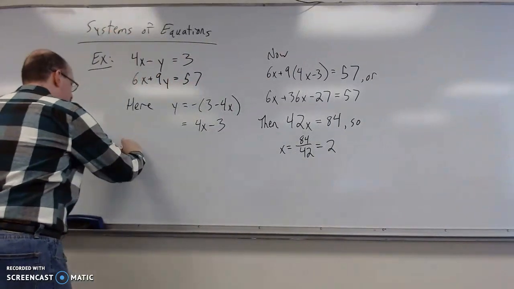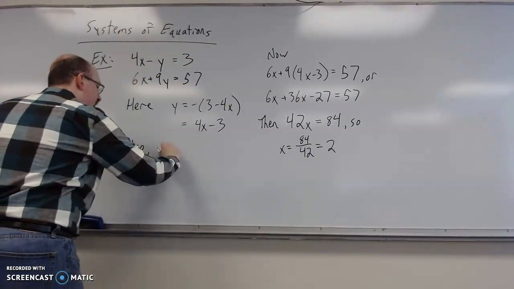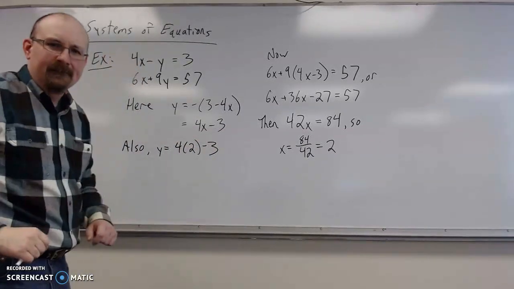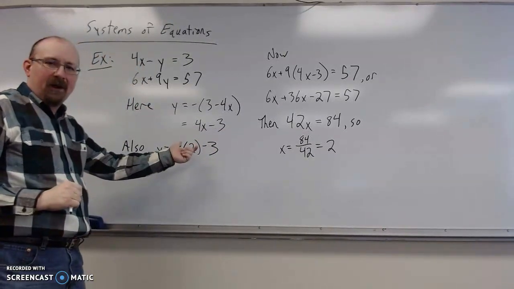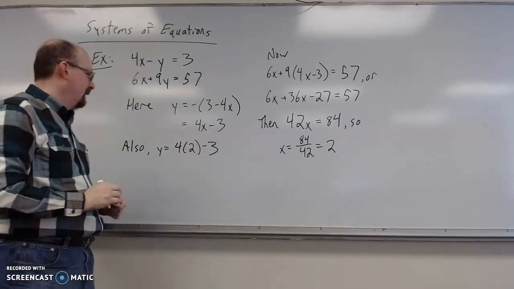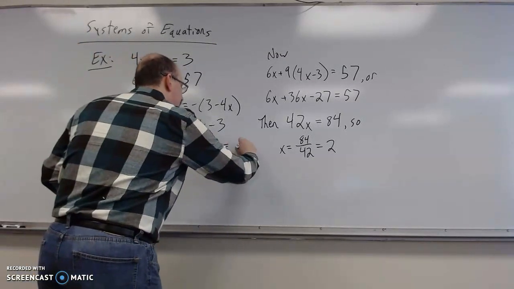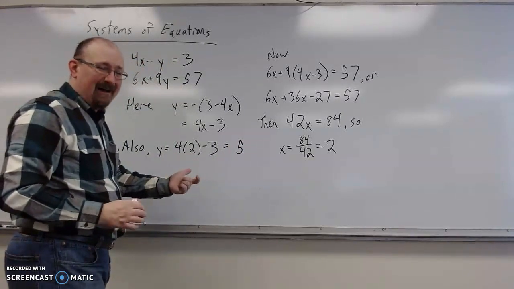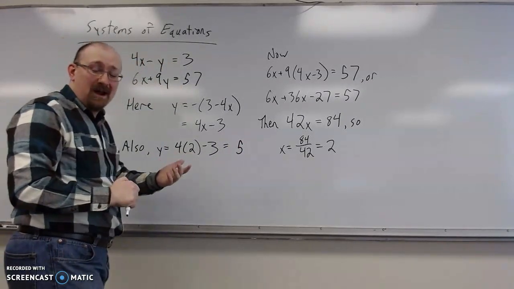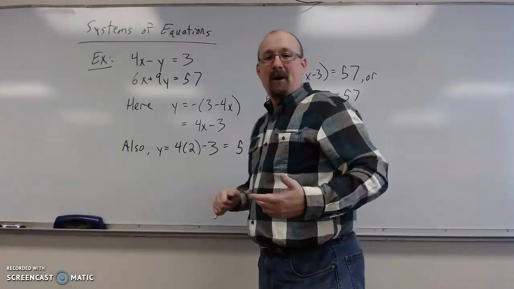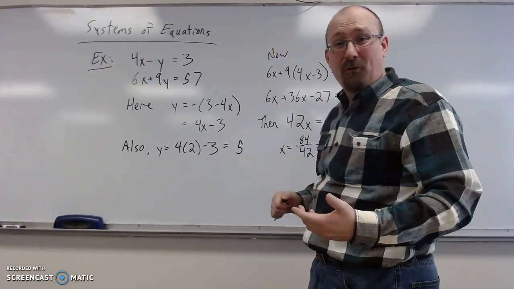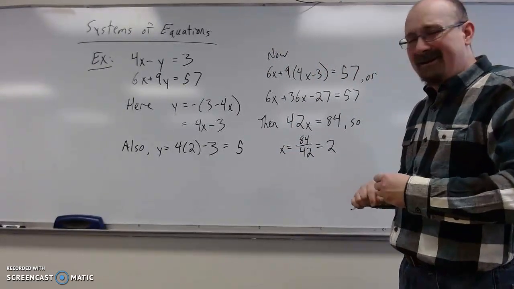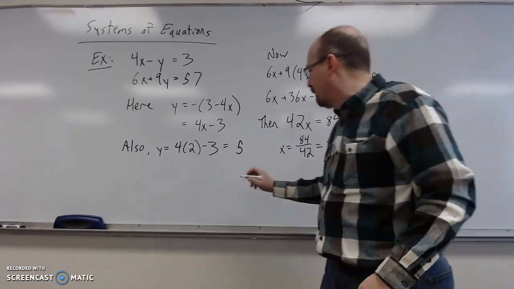So 4 times 2 minus 3, and I hammer out the arithmetic on this one here. 8 minus 3 gives me 5. So x equals 2, y equals 5. I'm generally okay with you writing the solution like that. You may, however, want to write the solution as an ordered pair, x comma y. That's sort of like how you'd see it if you did it graphically, right?